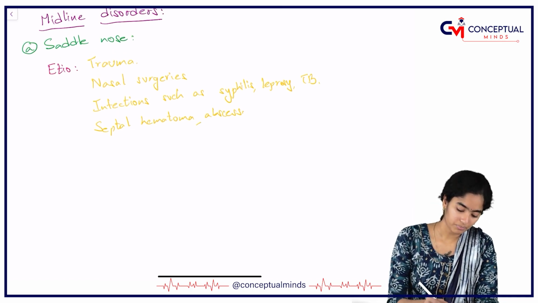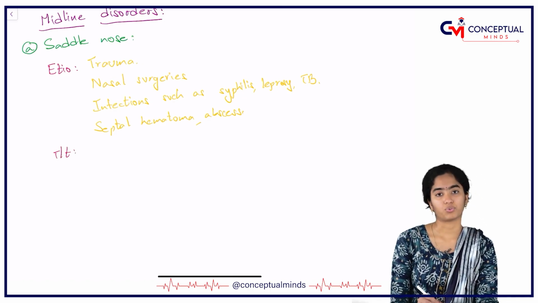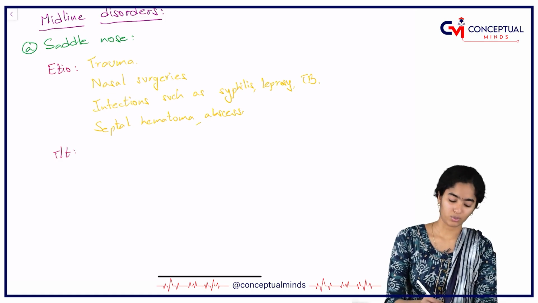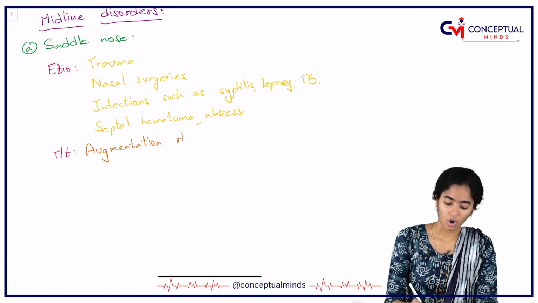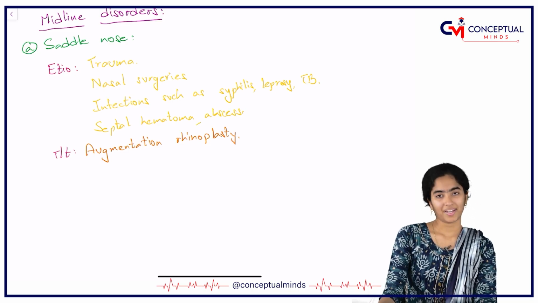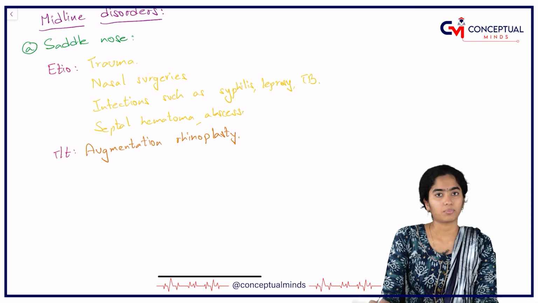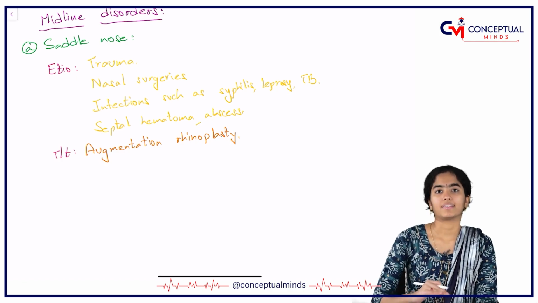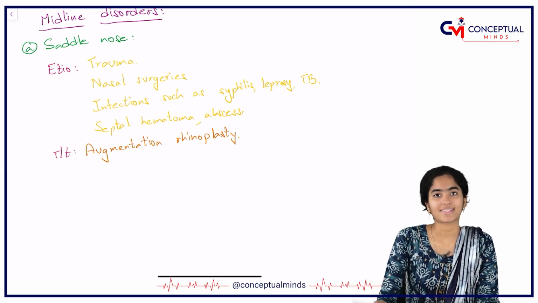What is the treatment? I told you there is a depression. So what we have to do? We have to do an augmentation rhinoplasty. Augmentation rhinoplasty is the treatment. Depending upon the size of the defect, a small piece of cartilage from the nose itself or the ear lobule or elsewhere in the body will be taken and replaced in that area to cover the defect and the depression. So this is about saddle nose.